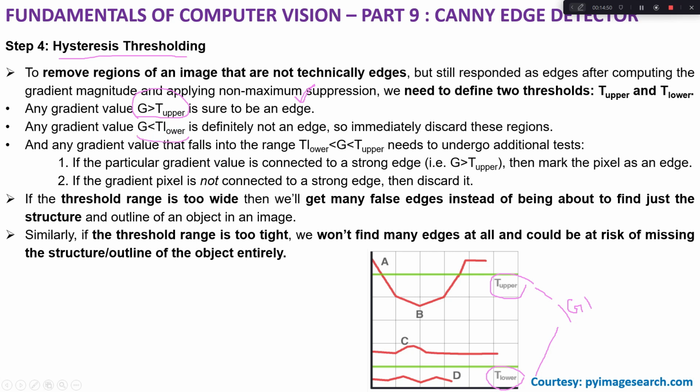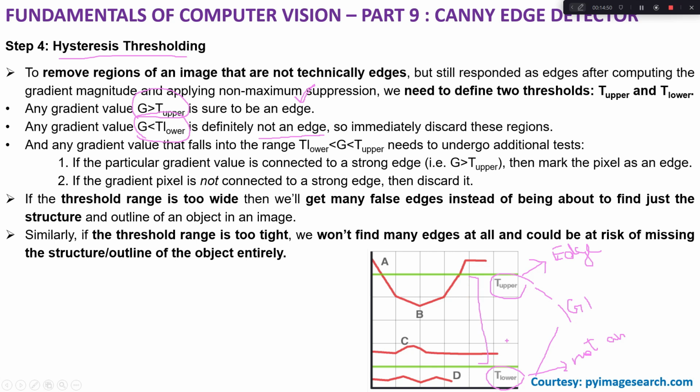So if my gradient magnitude is lower than T lower, in that case we are going to consider that pixel as not an edge, right? If my gradient magnitude is greater than T upper, this will be treated as an edge. If my gradient magnitude is lower than the T lower, it will not be treated as an edge. There will be some pixels with a gradient magnitude which lies between T upper and T lower.